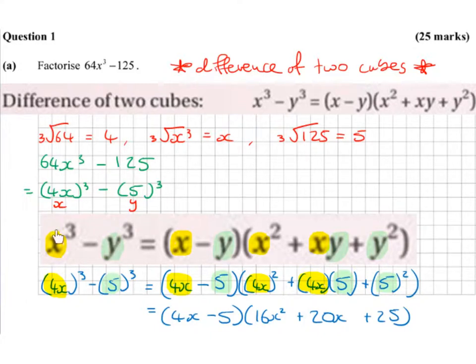So I've highlighted in yellow all the x values, so we're going to replace all those x values with 4x. And I've highlighted in green all the y values, so we're going to replace all the y's with 5. So we end up getting 4x minus 5 times 4x squared plus 4x times 5 plus 5 squared. 4x minus 5 stays the same. 4x squared becomes 16x squared. 4x times 5 is plus 20x. And 5 squared is 25. So this is our answer. We factorised using the difference of two cubes.